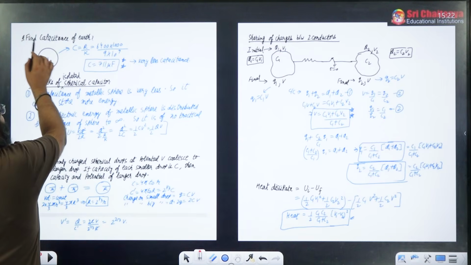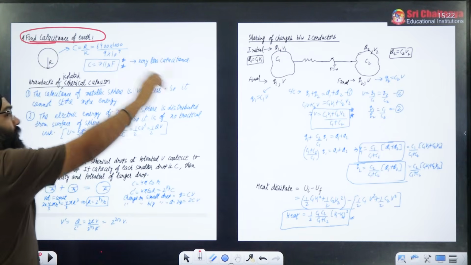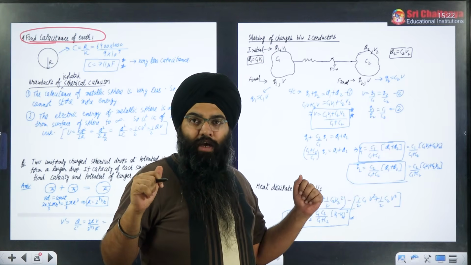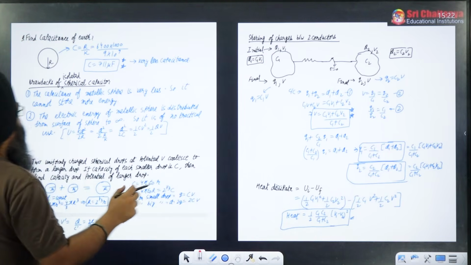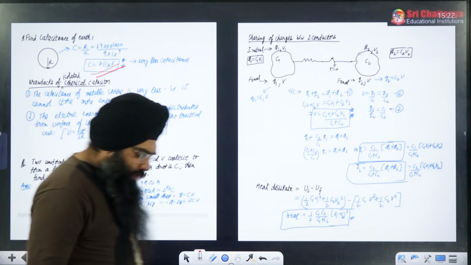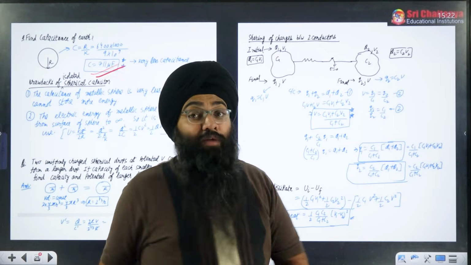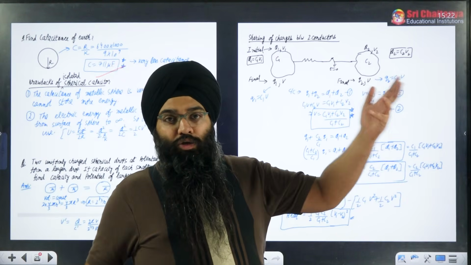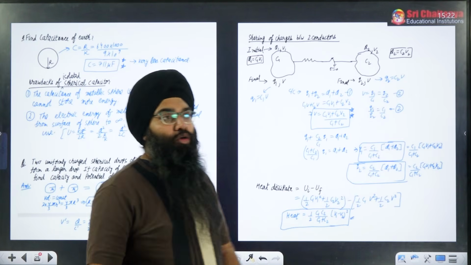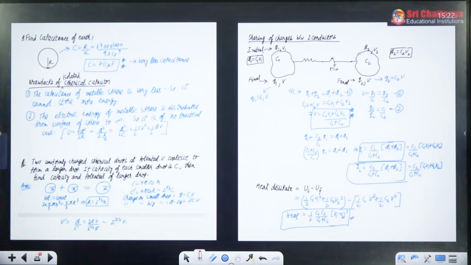If they ask you what is the capacitance of Earth, because Earth also can be considered as a huge conducting sphere, the capacitance of the Earth comes out to be 711 microfarad, which is a very small capacitance. That is why I told you that 1 farad is a very large unit. Generally we don't use that unit, we use only microfarad or nanofarad capacitors.